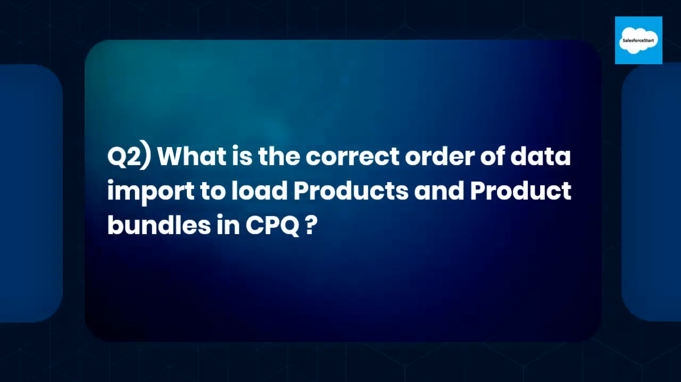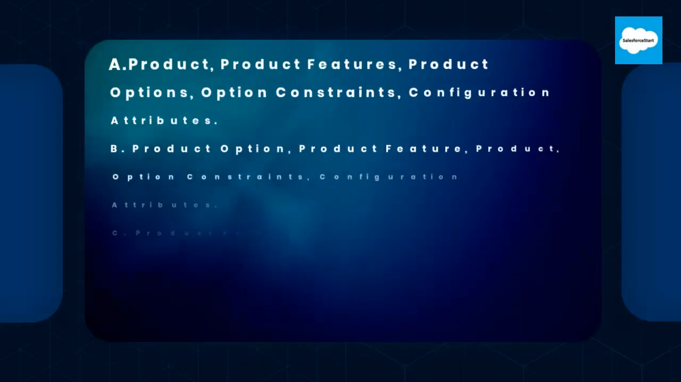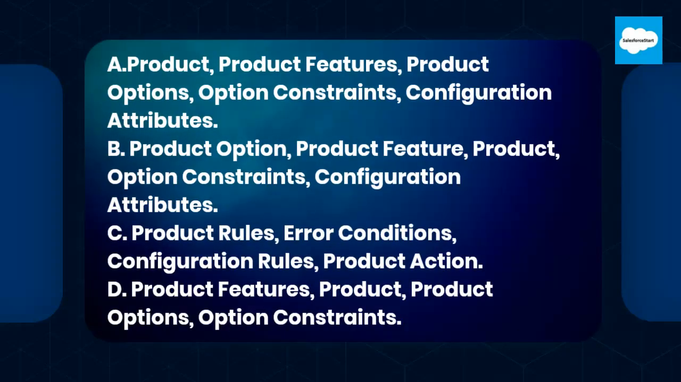Q2. What is the correct order of data import to load products and product bundles in CPQ? A. Product, product features, product options, option constraints, configuration attributes. B. Product option, product feature, product, option constraints, configuration attributes. C. Product rules, error conditions, configuration rules, product action. D. Product features, product, product options, option constraints.